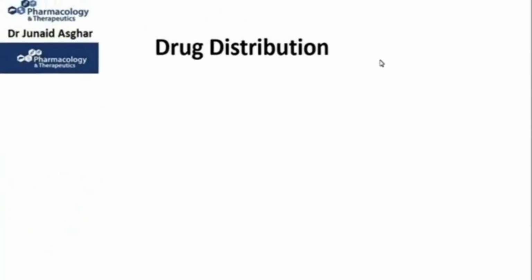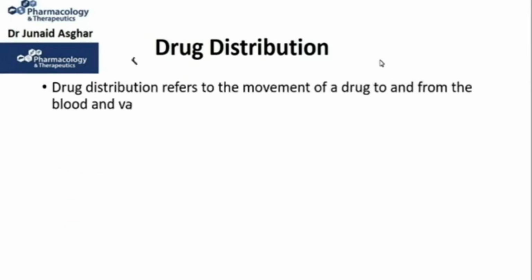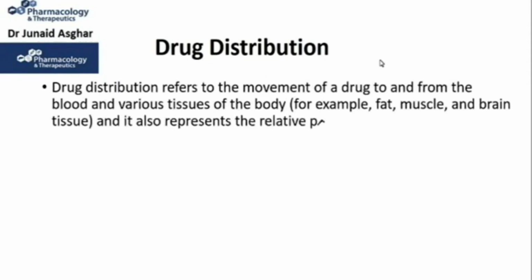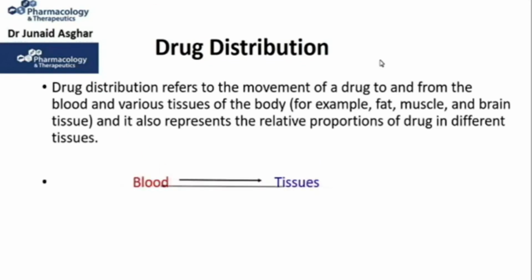Now, in order to understand the overall concept, let's see what is drug distribution first. The drug distribution refers to the movement of drug to and from the blood and various tissues of the body, the tissues such as fat, muscle, and brain tissue, and it also represents the relative proportions of the drug in different body tissues. And it is a reversible process, of course.